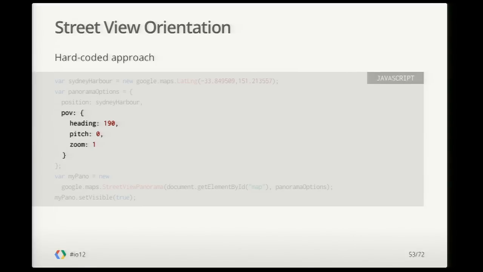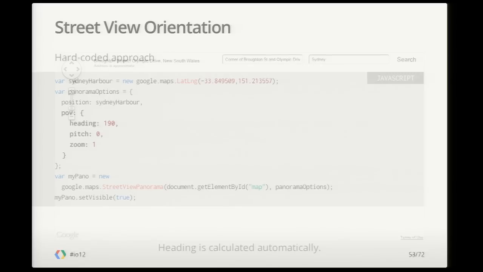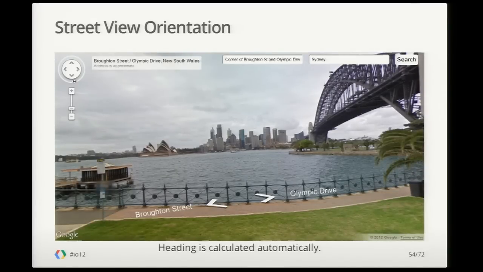You can see we've added our point of view object to our panorama options, and it takes the heading that we've hard-coded. Now this still isn't a really great solution, because it's not very dynamic, and if you need to do this for a large number of things, then you're going to have to manually hard-code each of the headings that you want. A better way to do this is to calculate the heading automatically.